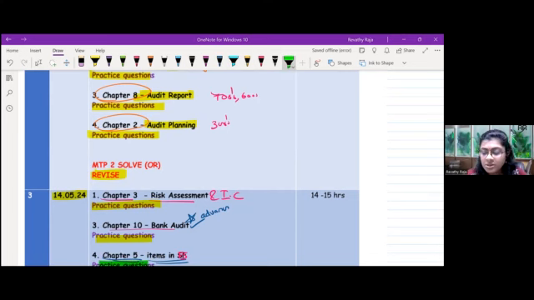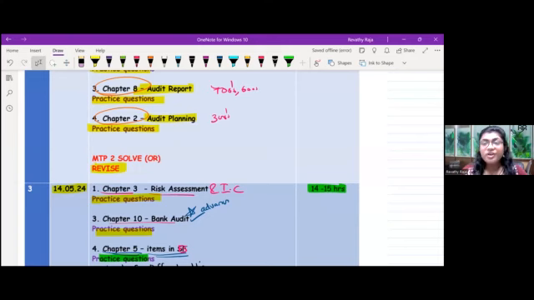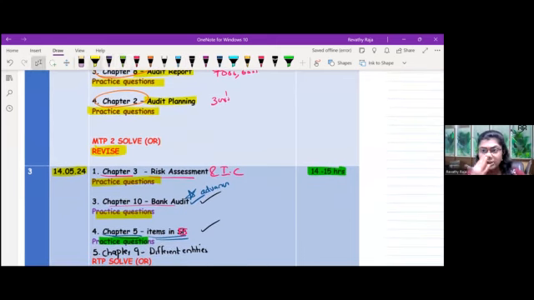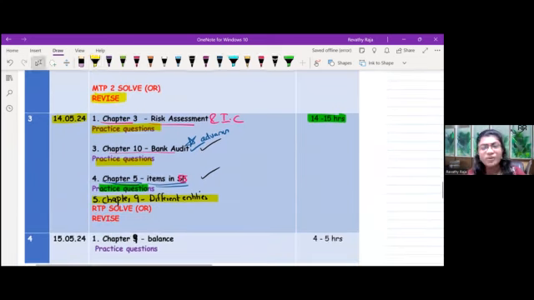Once you complete this, it will be towards evening time. Finally, we have one more chapter, which is audit of different entities. You might not be able to complete it on that day because you have already done bank audit and items. So yes, you can start with audit of different entities here, and then continue the balance on the 15th of May, the day of the examination.